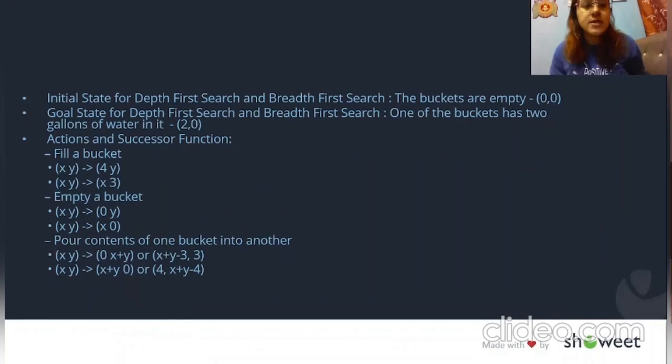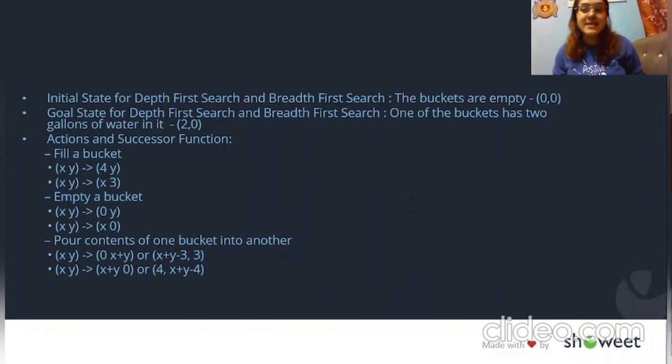Initial state for depth first search and breadth first search, due to the condition that the buckets are empty, is represented with 0,0. Whereas goal state for depth first search and breadth first search, for the condition of one of the buckets having 2 gallons of water in it, will be represented with 2,0.